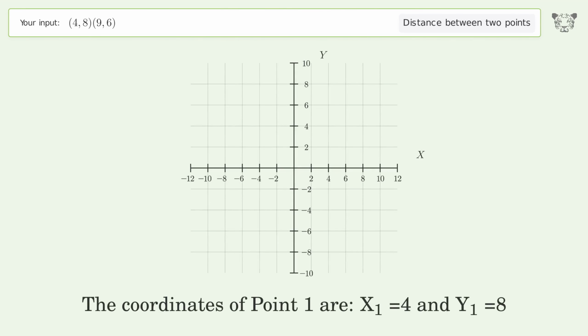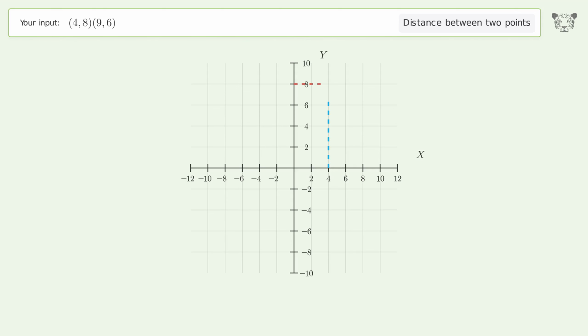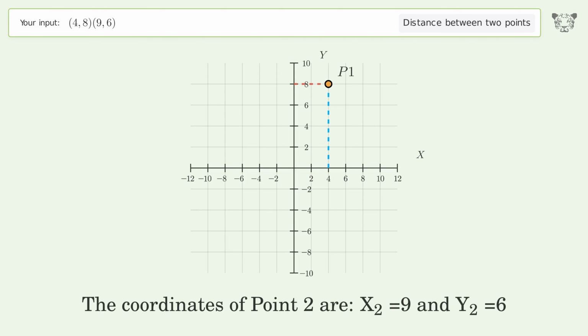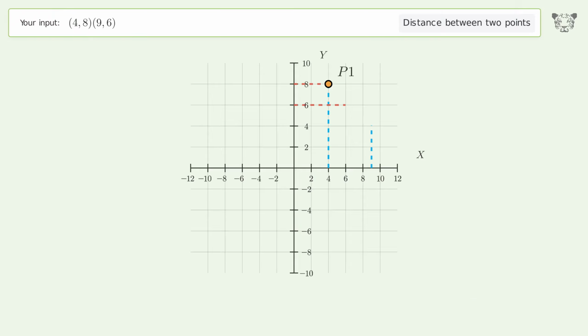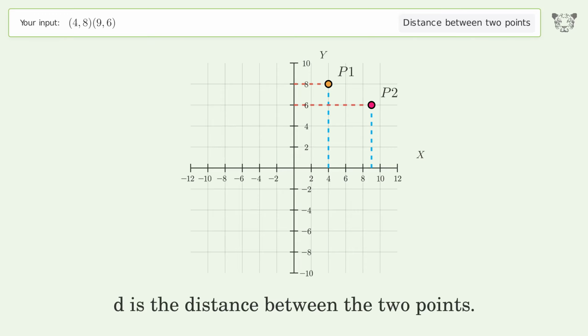The coordinates of point 1 are x1 equals 4 and y1 equals 8. The coordinates of point 2 are x2 equals 9 and y2 equals 6. D is the distance between the 2 points.